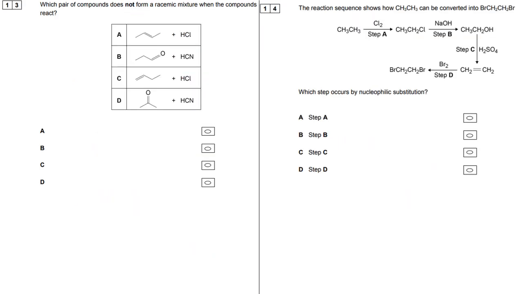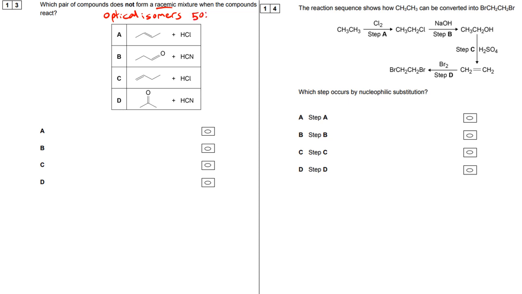Question number 13. Which of these compounds does not form a racemic mixture when the compounds are reacted together? So remember, a racemic mixture is where you have optical isomers or enantiomers at an equal molar ratio.